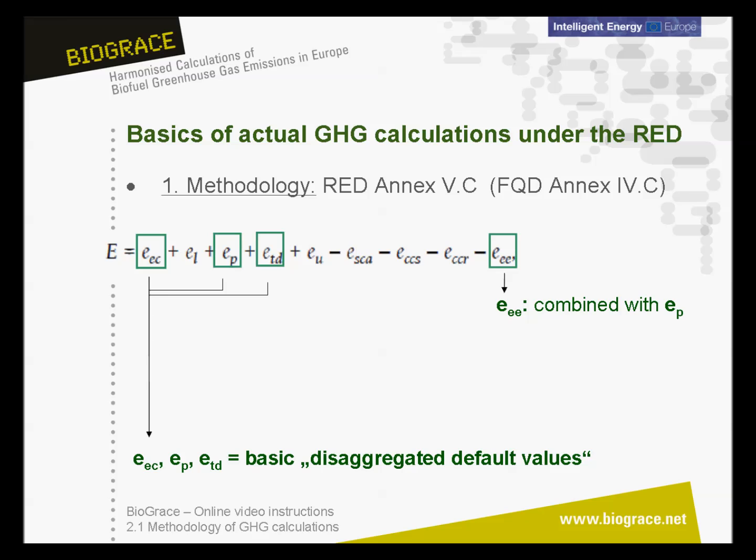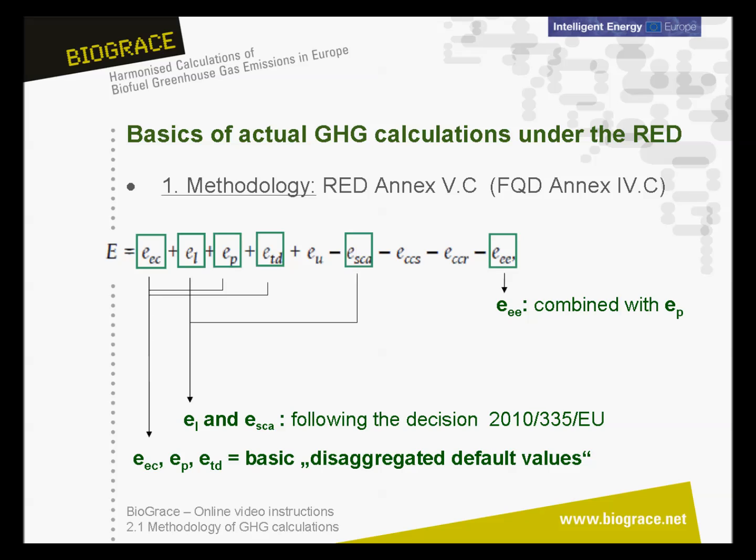EEE is the emission saving from excess electricity from cogeneration. This saving is combined with EP. EL is the emission from land use change, and ESCA the emission saving from soil carbon accumulation via improved agricultural management. Both can be calculated following the decision on carbon stocks, which is mentioned on one of the previous slides.